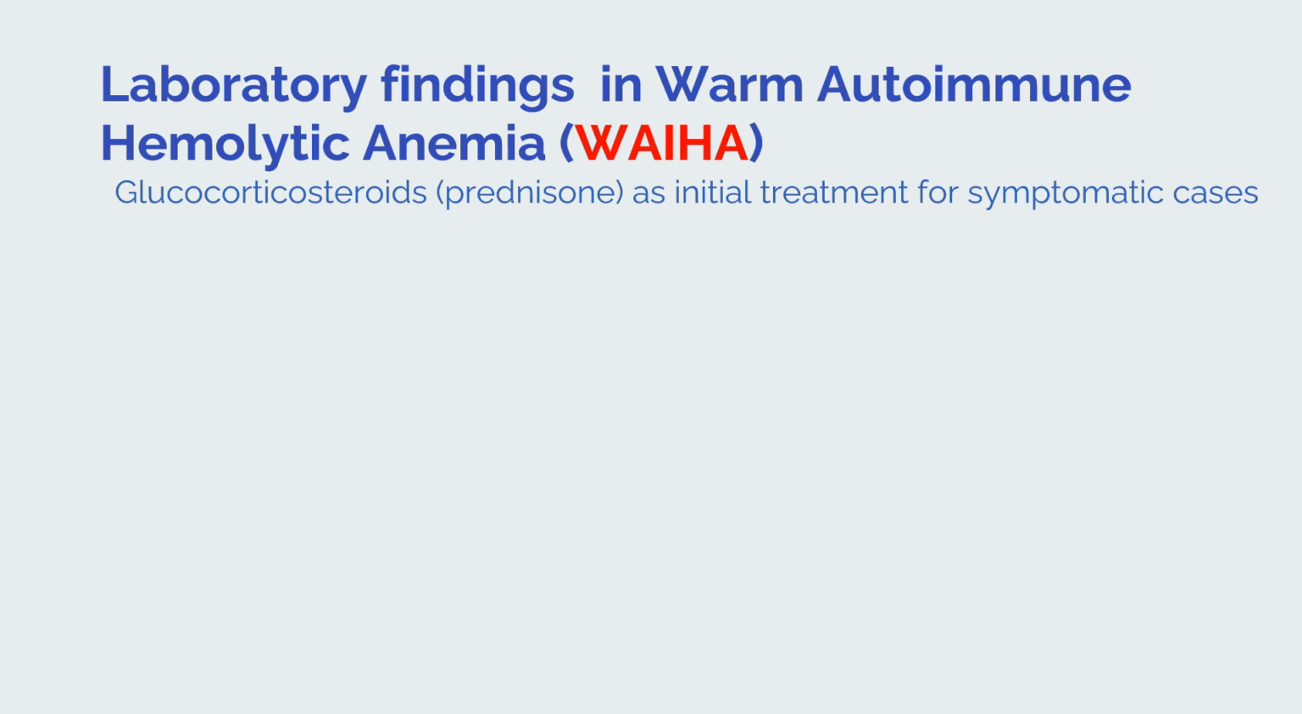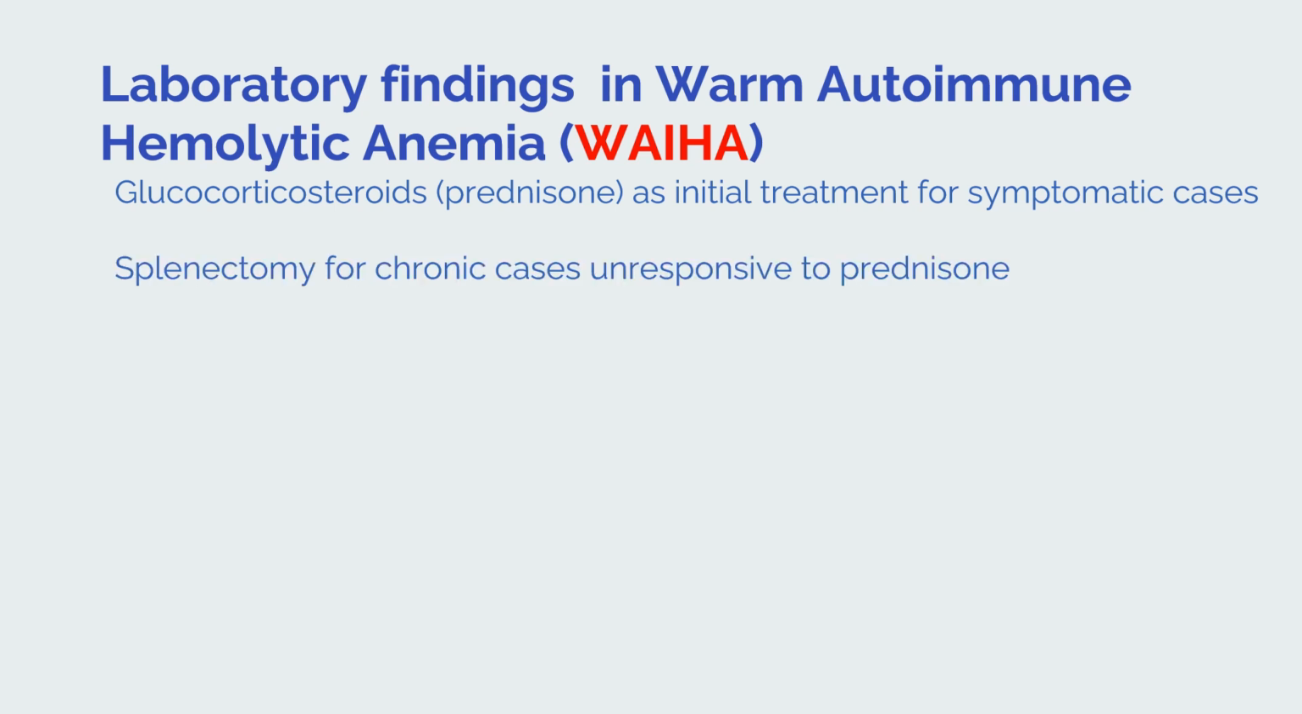Approximately 70 to 80% of patients show improvement with prednisone, but long-term maintenance dosage may be required. However, long-term steroid use is associated with serious side effects, and patients should receive appropriate supplementation and monitoring as recommended by the American College of Rheumatology. Splenectomy is an option for chronic WAIHA patients who do not respond to prednisone therapy or require long-term, high-dose prednisone. It achieves a favorable response in 50 to 75% of patients.